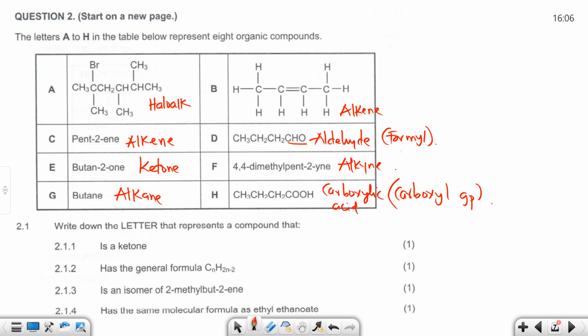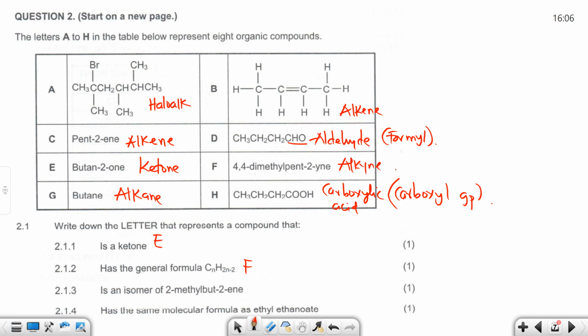Okay. So just quickly looking at that, I think we'll be able to answer all kinds of questions here. Which one is a ketone? I think it's already done. E has the general formula CnH2n minus 2. Minus 2 is an alkyne. And that is what? F.